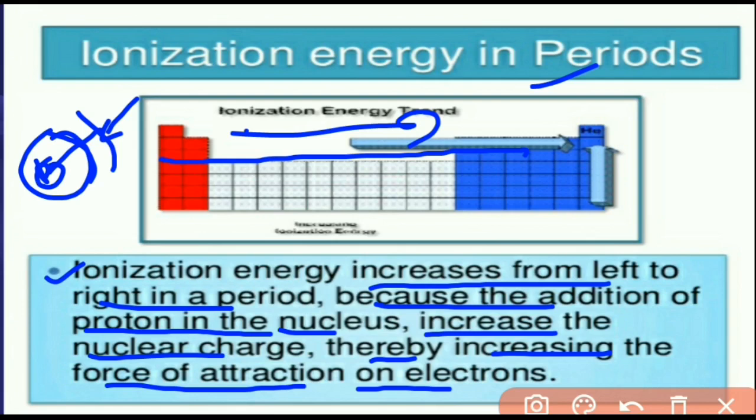Therefore attraction force increases and we need more energy to remove an electron from the valence shell. So ionization energy increases when we move from left to right in a period.